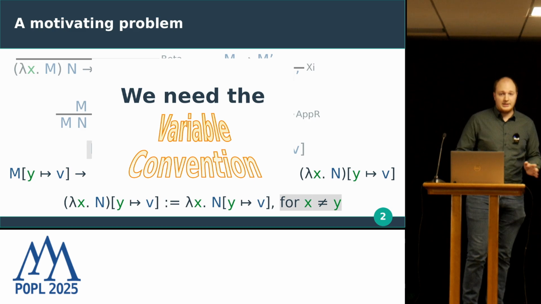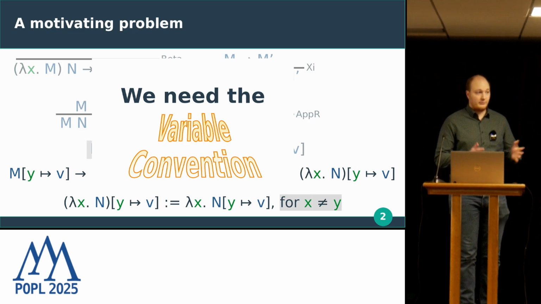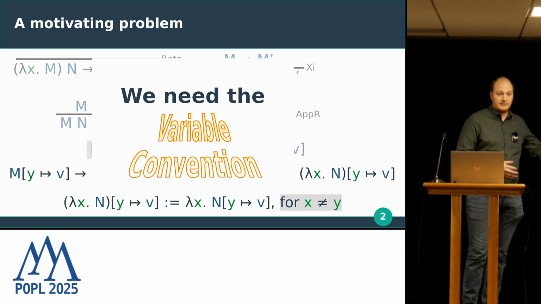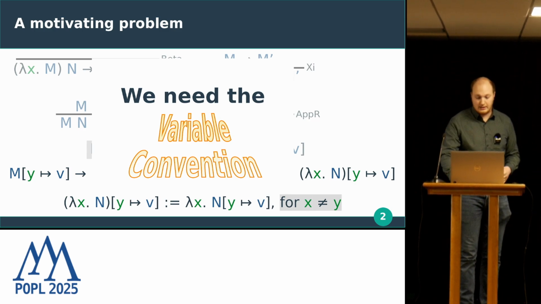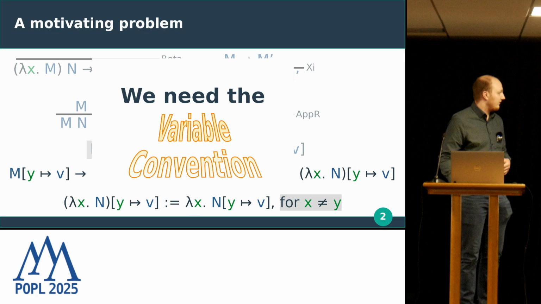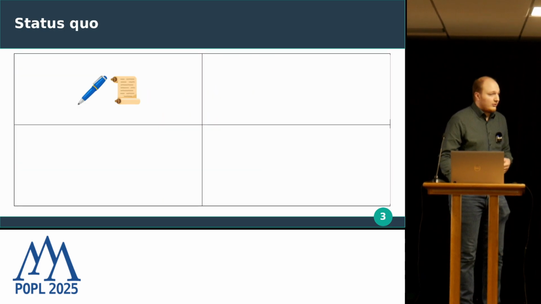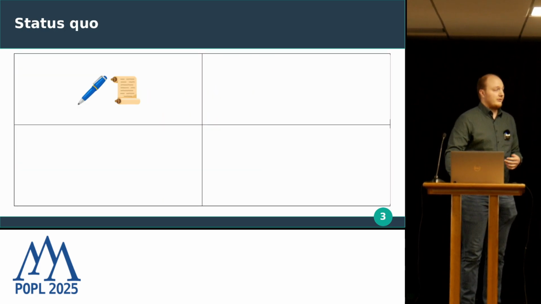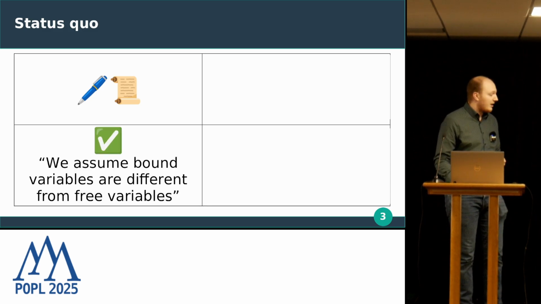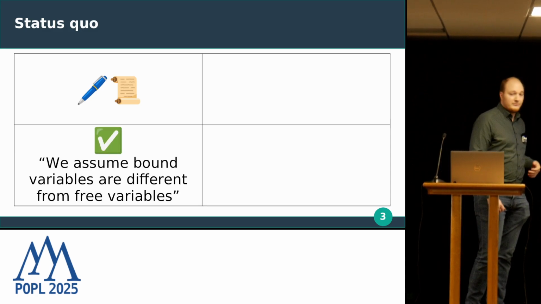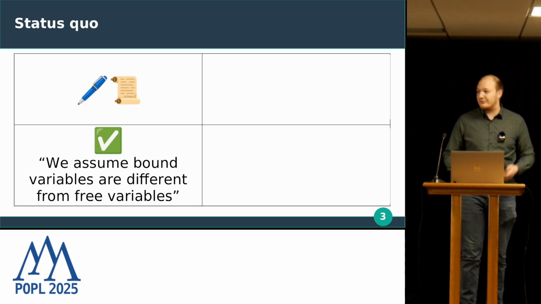So what we need here is the variable convention that says the binders we introduce in that case are different from whatever I care about, or the free variables in this case. So how is the status quo here? In pen and paper proofs, this is rather easy. We just say, well, we assume variables are different from the free ones.